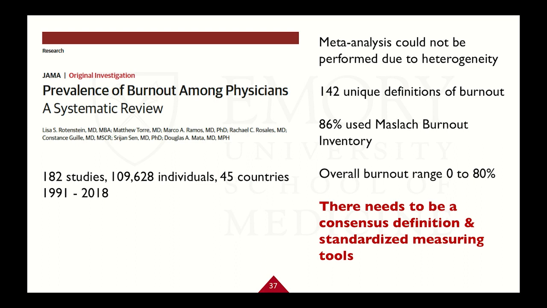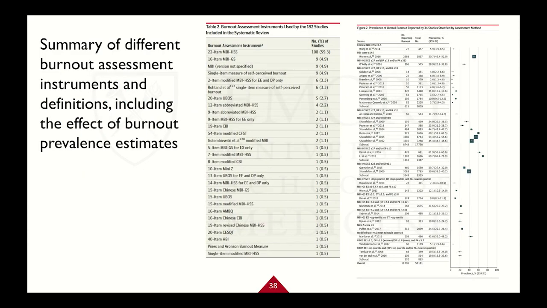And ultimately, what they found was that within the literature, there were 142 unique definitions of burnout. The meta-analysis could not be performed due to heterogeneity. 86% of them used a form or some guise of the Maslach Burnout Inventory. And the overall burnout range was from 0 to 80%, right? The only conclusion they could really make was there needs to be a consensus definition and standardized measuring tools.